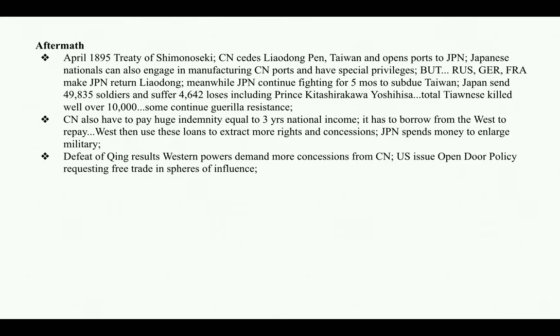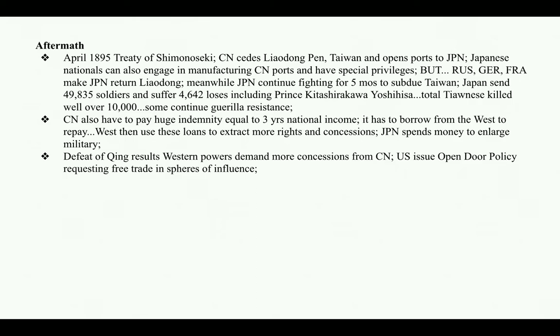China also had to pay a huge indemnity, which was equal to 3 years of its national income. So there was no way that the Qing government could pay this. It had just lost a war and now had to pay this huge amount of money to Japan. So it borrowed most of that money from the West. And then Western countries would use these loans as bargaining chips to extract more rights and concessions in China. And meanwhile, Japan was able to use that indemnity, the money it received from China, to enlarge its own military.